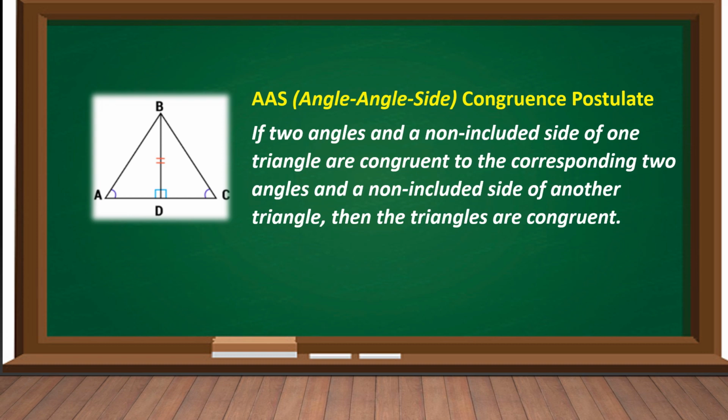Again, let me say it again. If two angles and a non-included side of one triangle are congruent to the corresponding two angles and a non-included side of another triangle, then the two triangles are congruent. What are involved here are the two angles and a non-included side of both triangles.